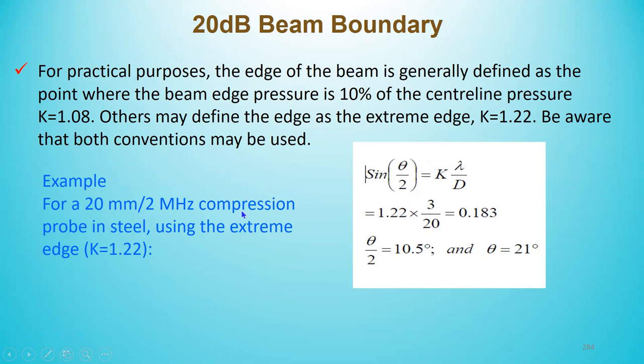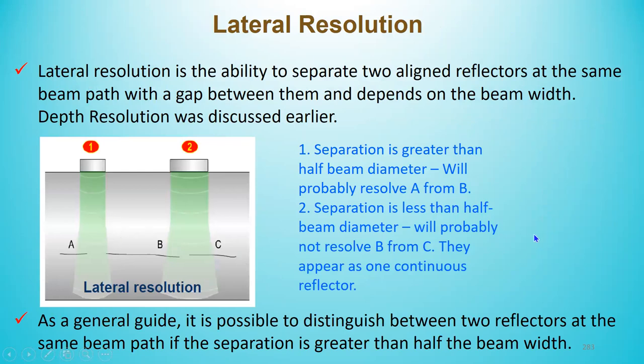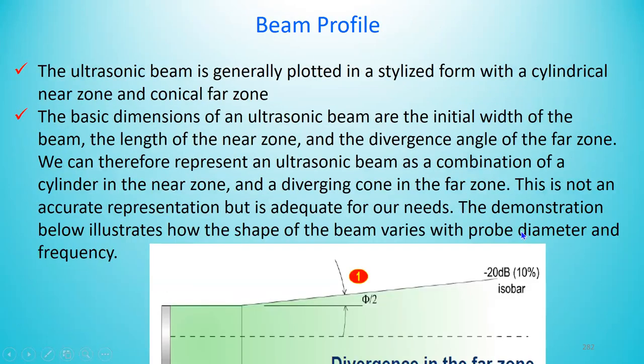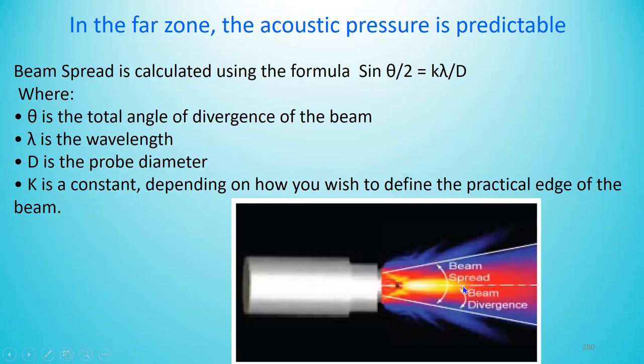Take 1.22 times lambda over D. If lambda is for 20 mm, 2 megahertz in steel, they take 6,000 meters per second, and 6 by 2 is 3. That's why they take lambda as 3, and D is 20 mm diameter. So they get theta equal to 21. That is one side. The other side is also 21, so that is the total theta, the beam spread.